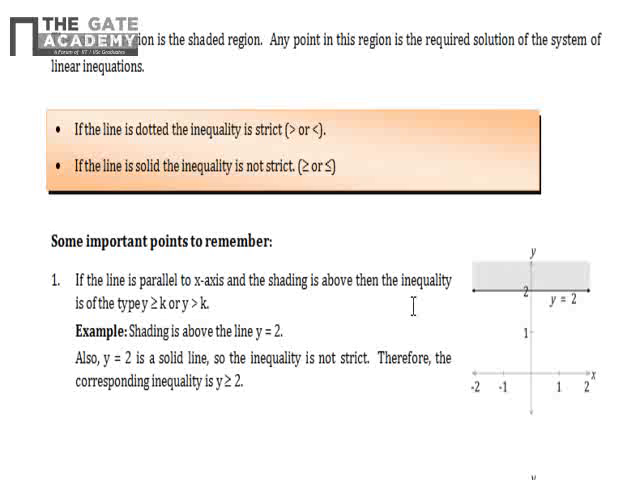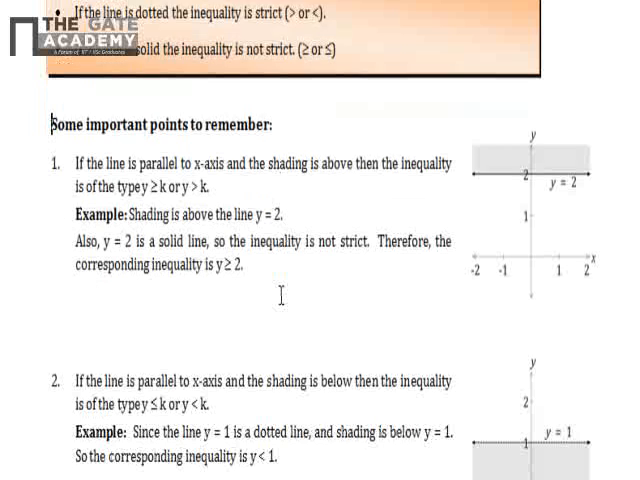Now, two important points. If the line is dotted in the inequality, that means it is strictly greater than or less than. It is a strict inequality. If the line is solid, then it is not strict, that means less than or equal to, and greater than or equal to.